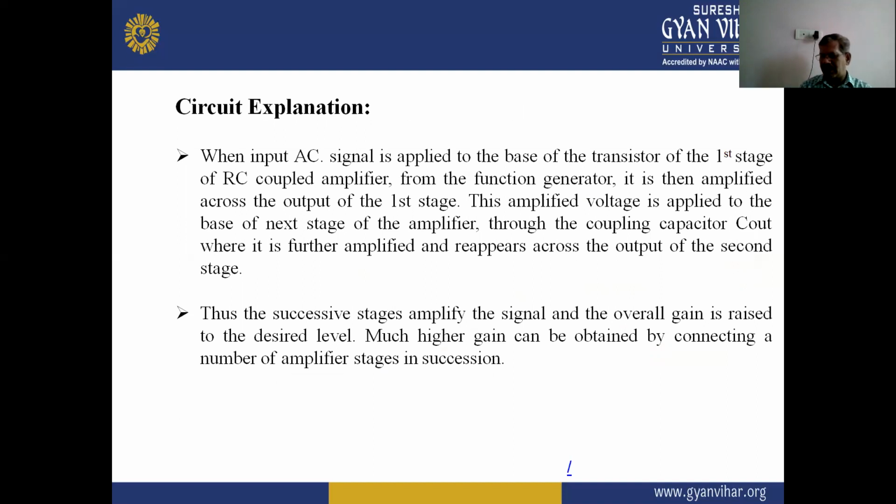And what is the circuit explanation? When an input AC signal from the function generator is applied to the base of the transistor of the first stage of this RC coupled amplifier circuit diagram, it is amplified across the output of the first stage. This amplified voltage is applied to the base of the next stage, the second stage amplifier, through the coupling capacitor C out, where it is further amplified and reappears across the output of the second stage amplifier.